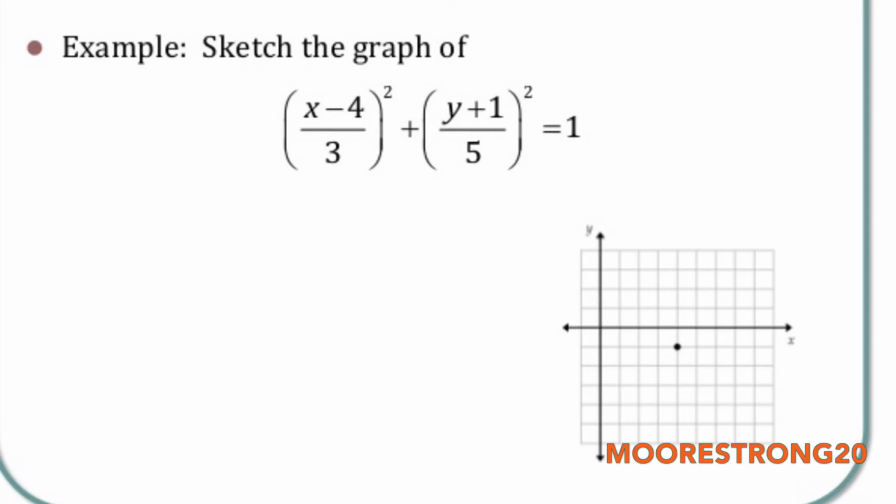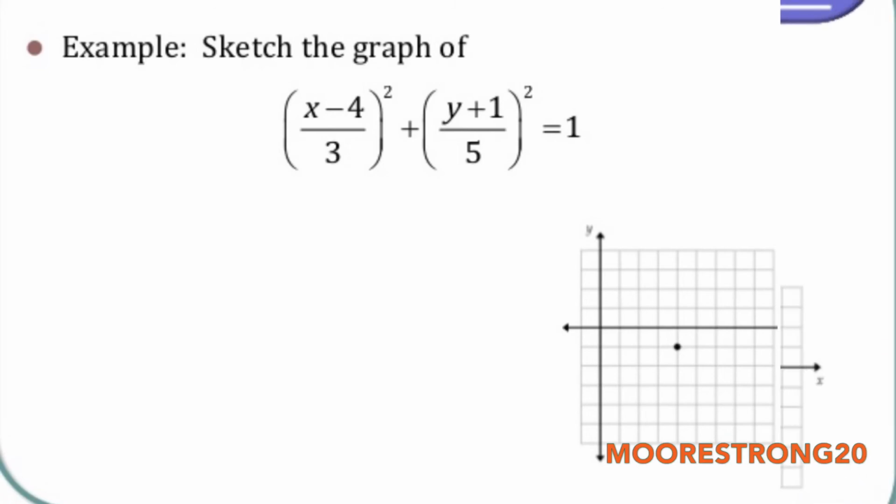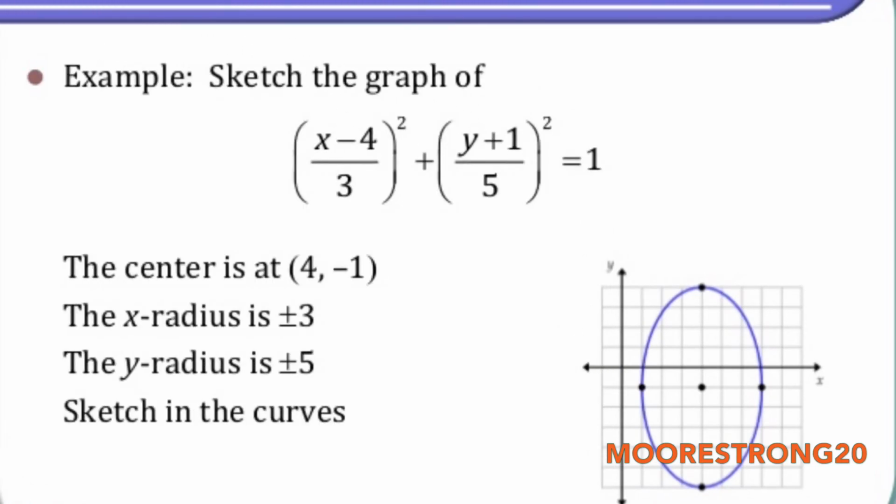Example: sketch the graph of (x minus 4) over 3, squared, plus (y plus 1) over 5, squared, equals 1. The center is at (4, negative 1). The x radius is plus or minus 3. The y radius is plus or minus 5. And we sketch the curves.